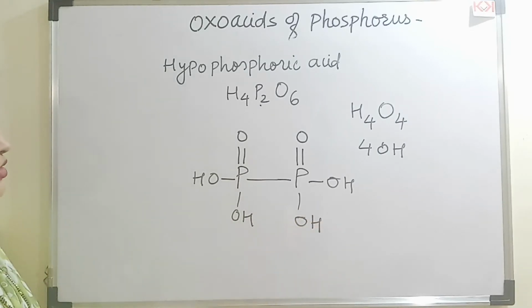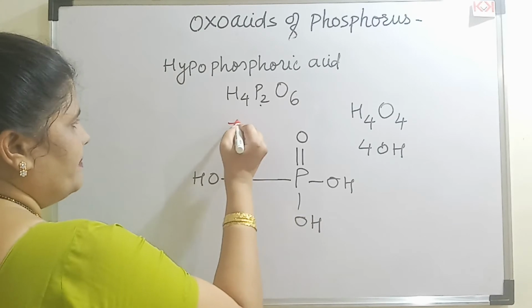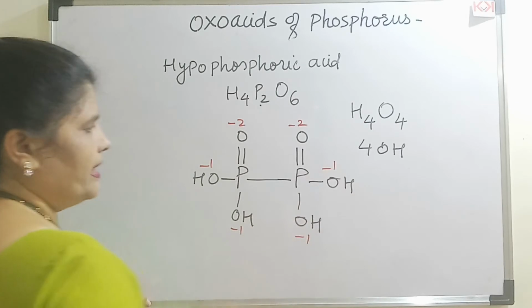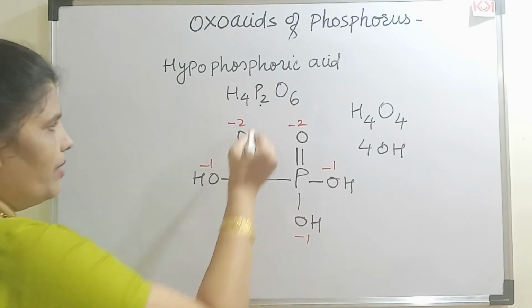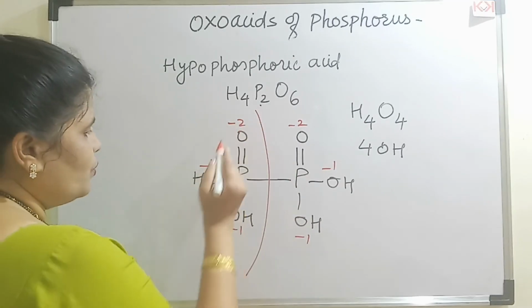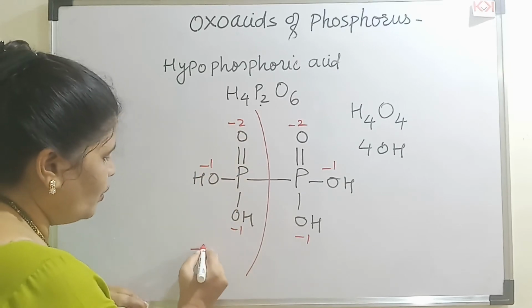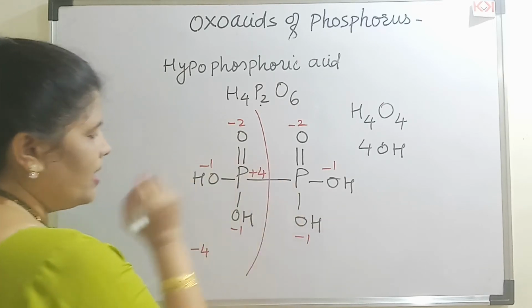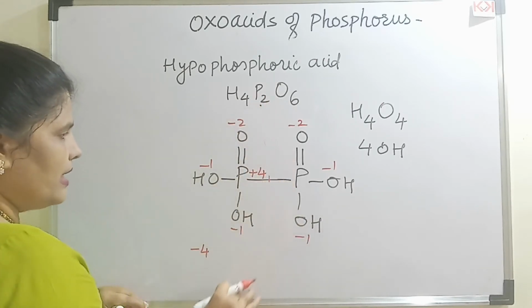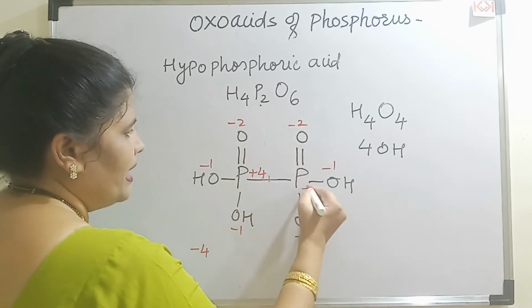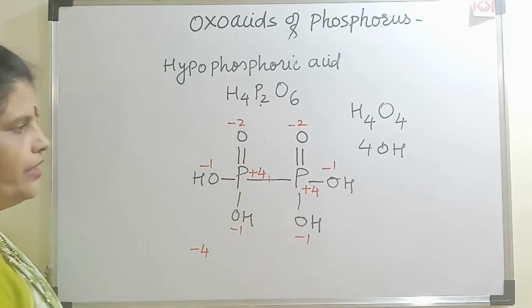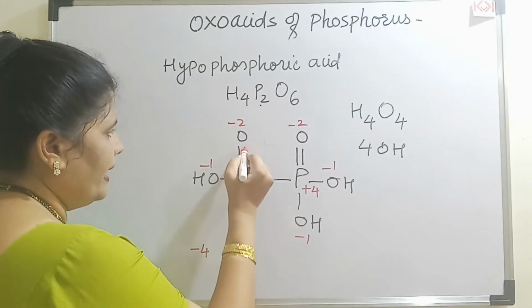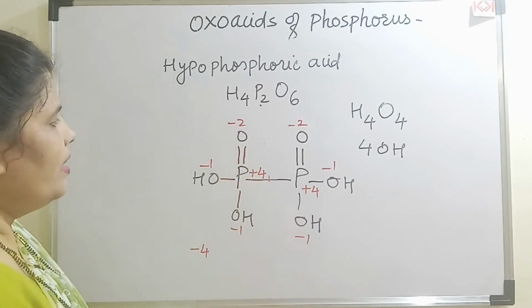Let us assign the oxidation numbers now. So the oxidation numbers will be -2, -2, -1, -1, -1 and -1. Now assigning the oxidation number, how will you find this? -2, -3, -4. So a total of -4. So it is a neutral molecule. So here the oxidation number is +4. And if you try on the other side, then it will be the same, that is +4. So this is how you assign the oxidation number. Very important, check this. 1, 2, 3, 4 and 5. So 5 bonds are present on phosphorus.